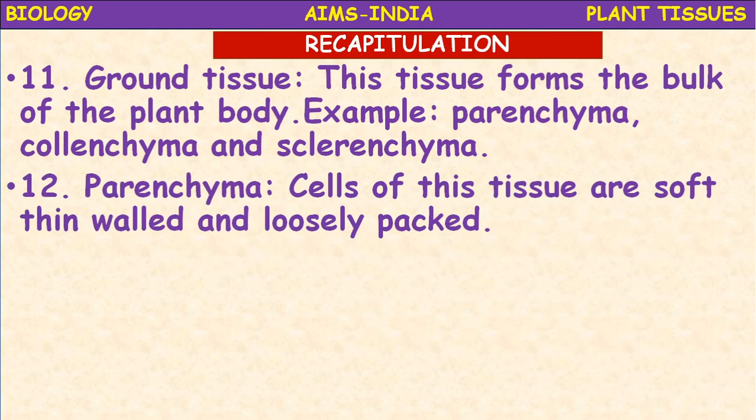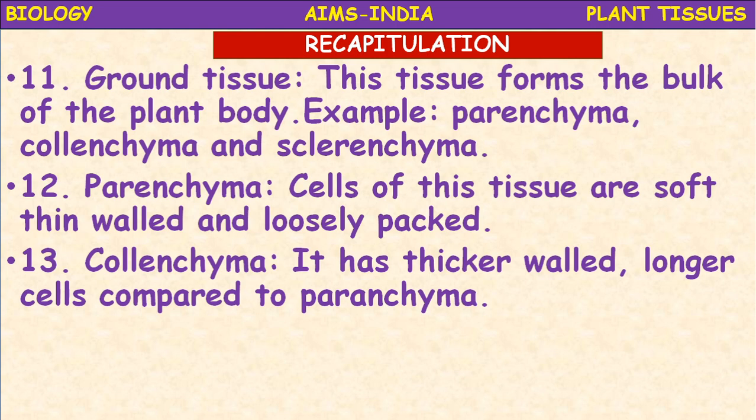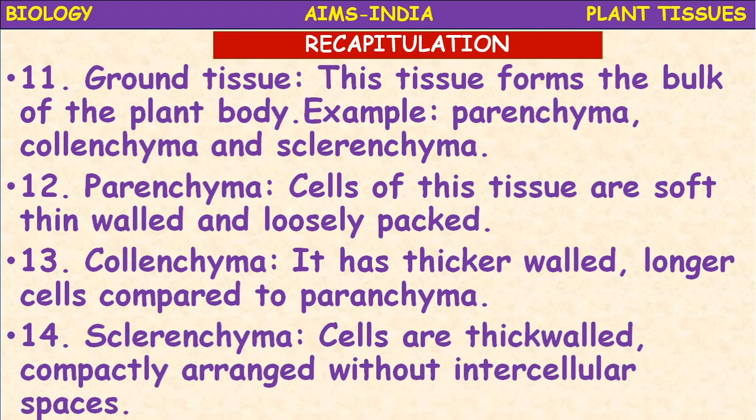Parenchyma. The cells of this tissue are soft, thin-walled and loosely packed. Collenchyma. It has thicker walled, longer cells compared to parenchyma. Sclerenchyma. The cells are thick walled, compactly arranged without intercellular spaces. Parenchyma, collenchyma and sclerenchyma together are called ground tissue or simple permanent tissue.